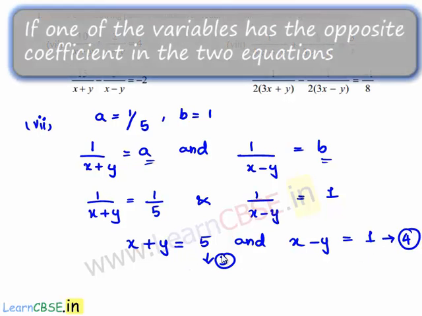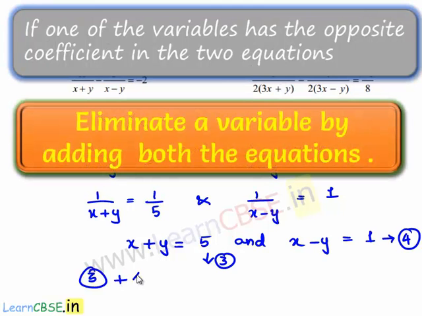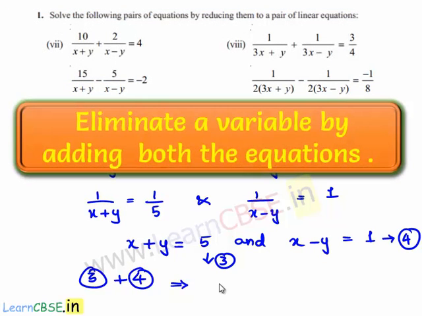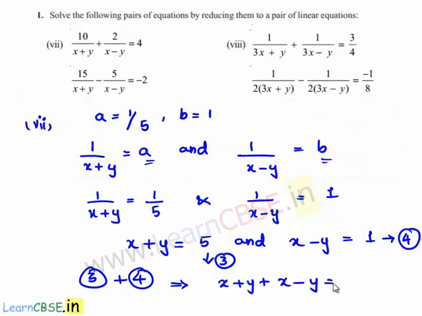Now, adding 3 and 4, we get x plus y plus x minus y is equal to 5 plus 1. Plus y and minus y will be cancelled. 2x is equal to 6, which implies x is equal to 6 by 2, which is 3. So, the value of x is found to be 3.